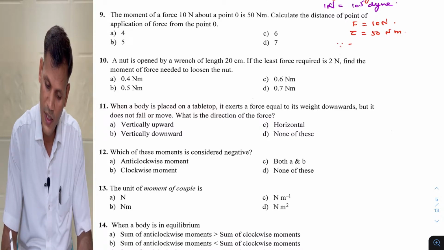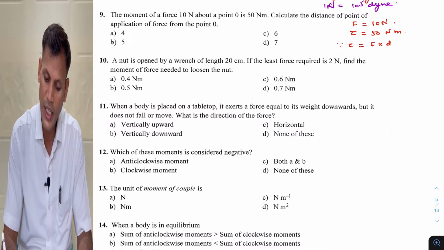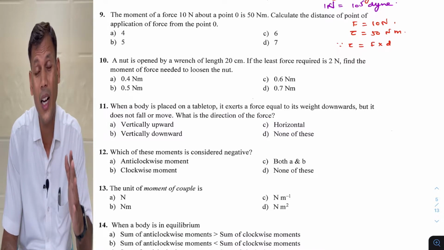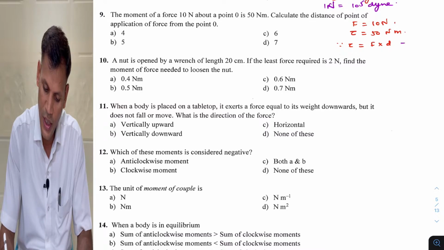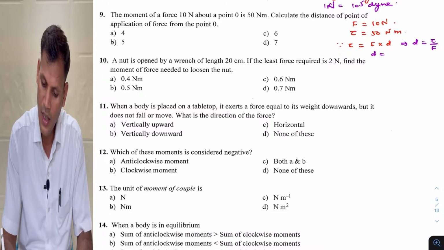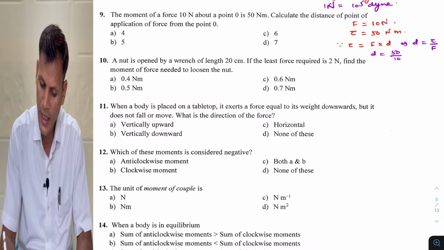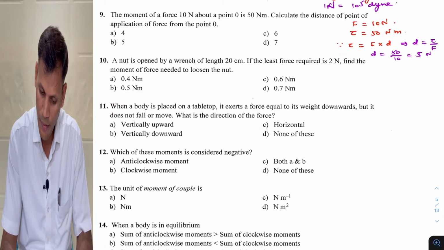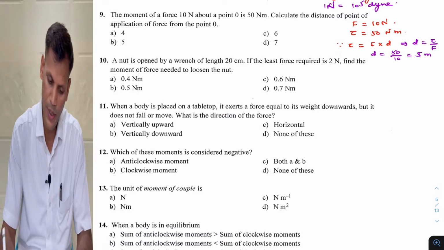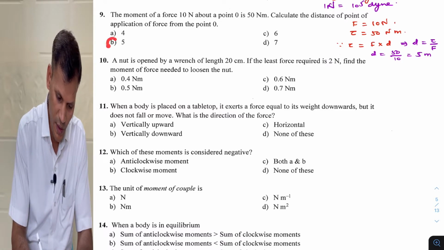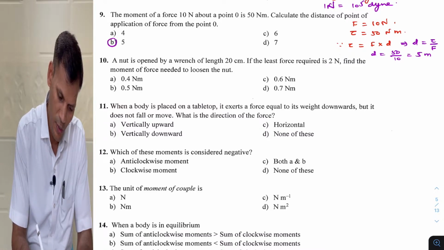So we know tau is equal to F into D, or sometimes F into R. R is the perpendicular distance from the axis of rotation. So we have to calculate D. So D will be tau by F, that is 50 by 10, that is 5 meter. It will be 5 meter. So among the options, of course, that is 5 meter. So B is the correct answer.